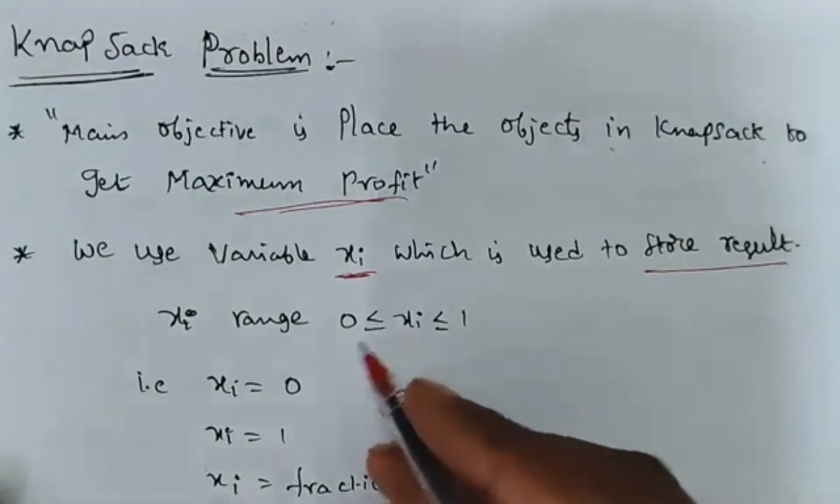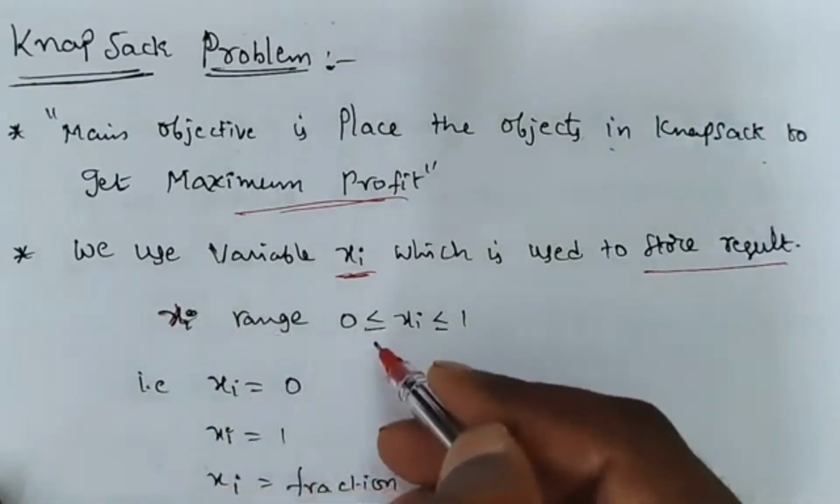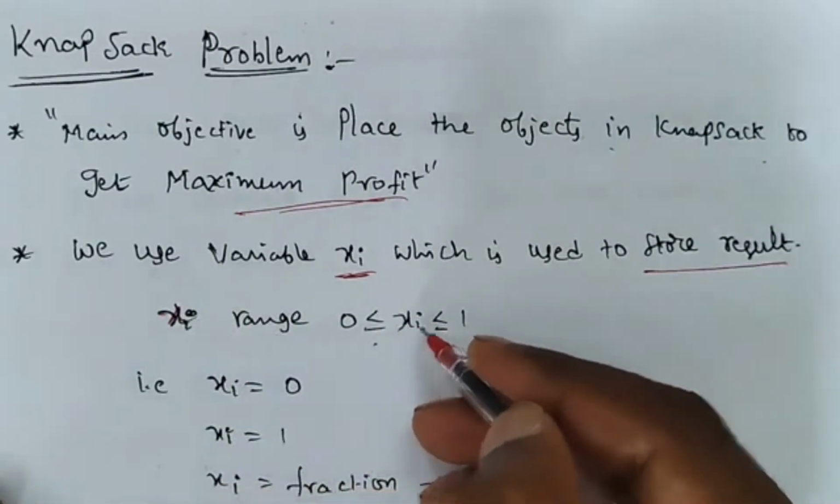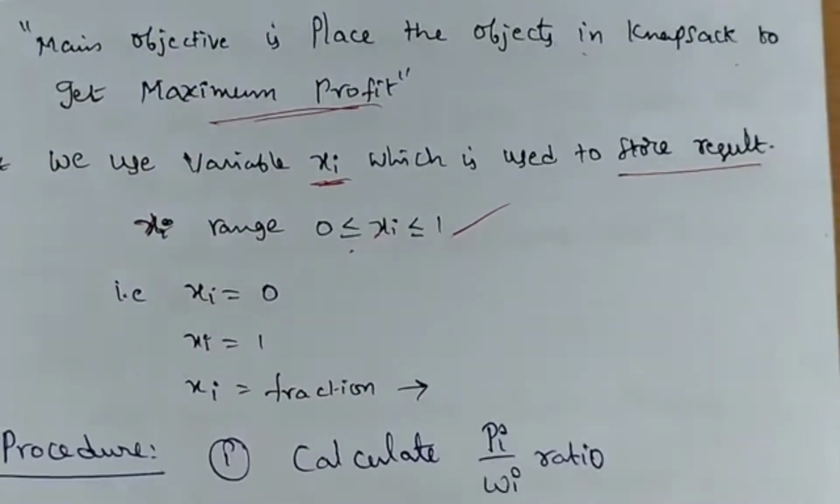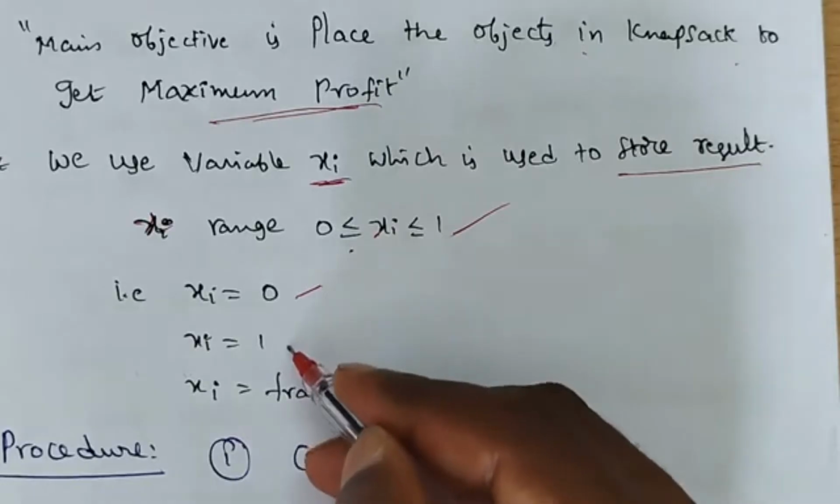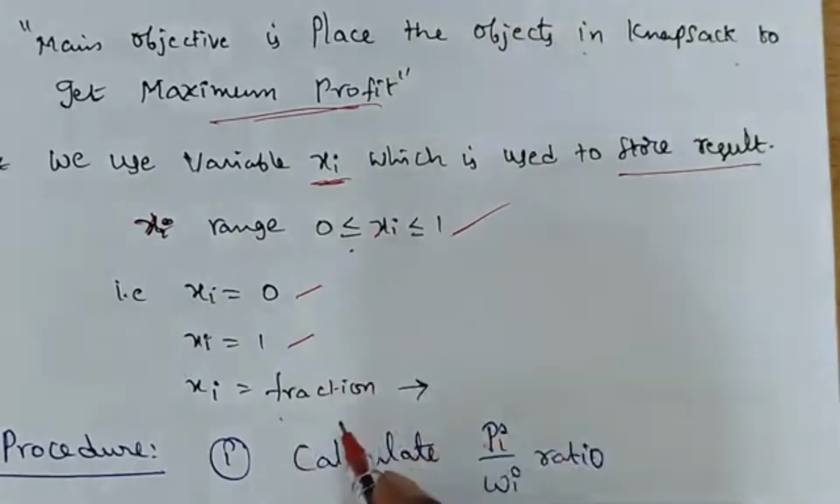For example, the range of xi is 0 less than or equal to xi less than or equal to 1. This is the range. That means xi equals 0, xi equals 1, or xi equals a fraction.